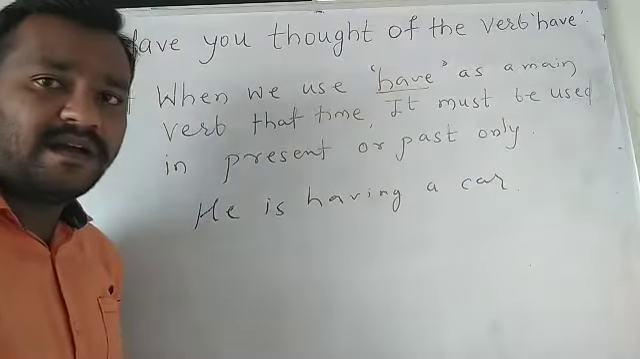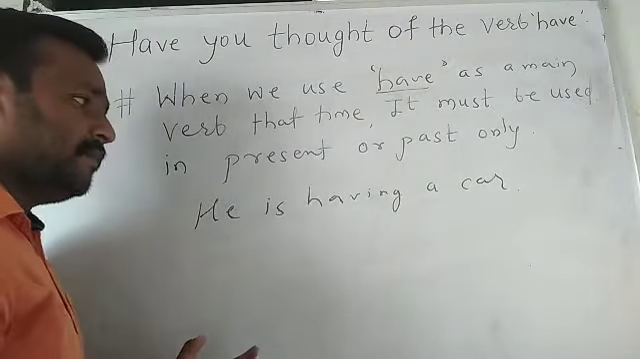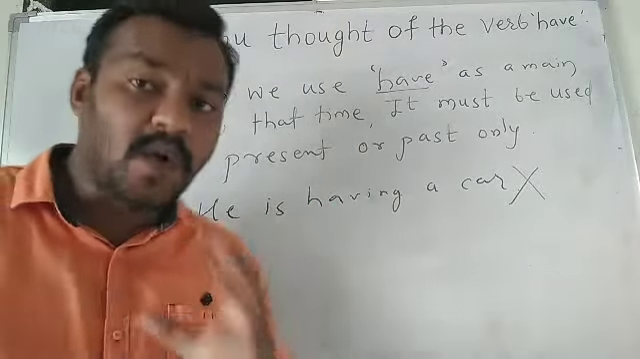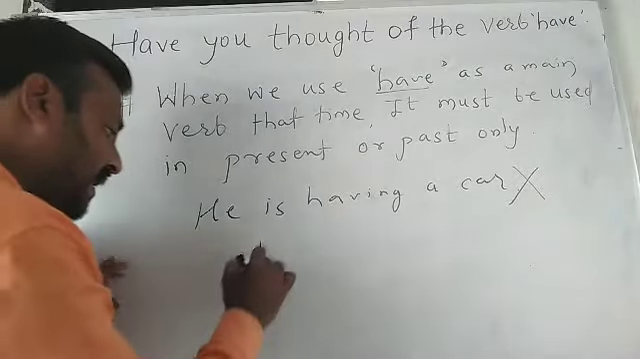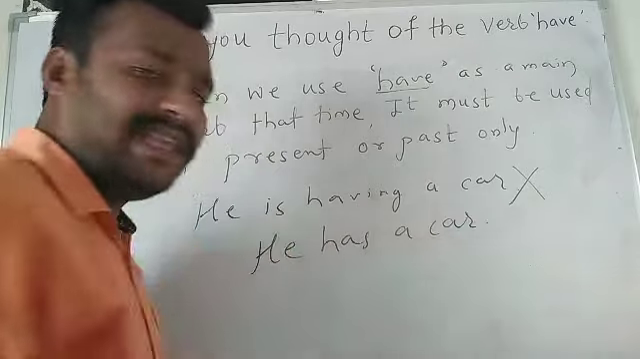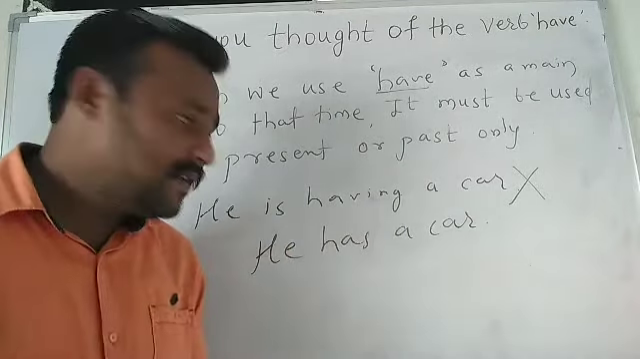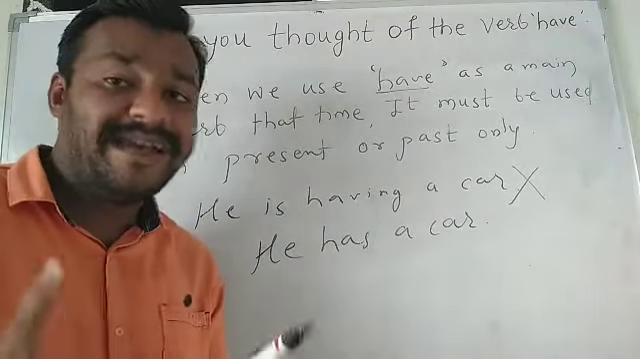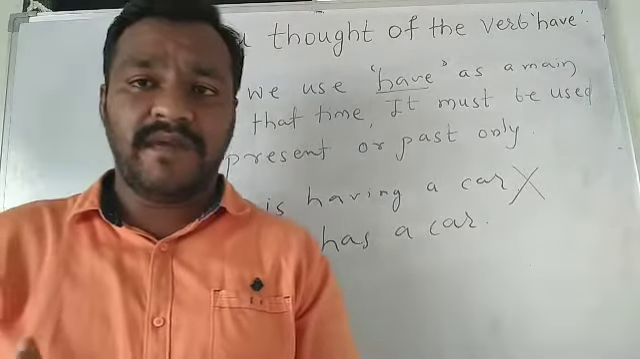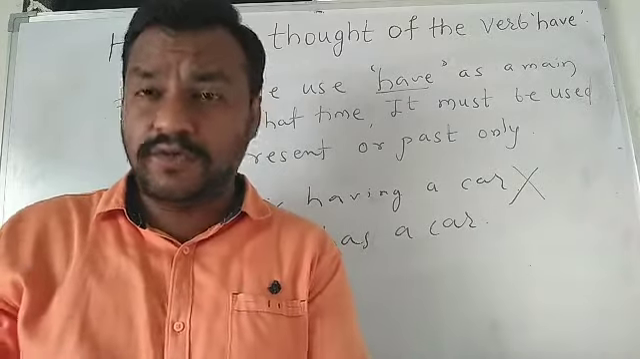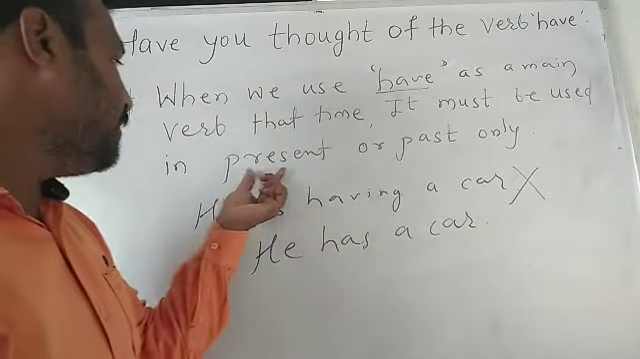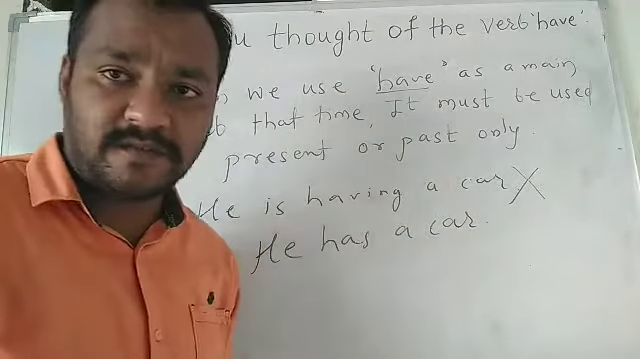He is having a car. In some sentences, people are writing that. It is absolutely wrong. You have to write directly, he has a car. In this type, we have to use to have forms. Whenever to have is used as a main verb, that time please it should be used in present or past only.